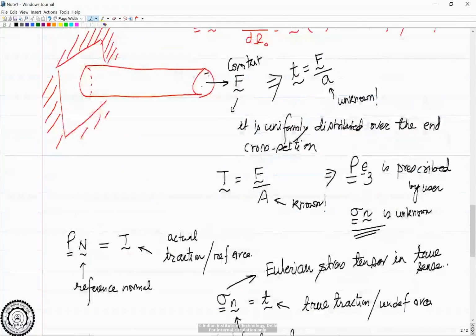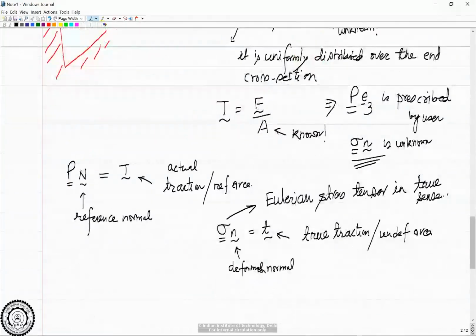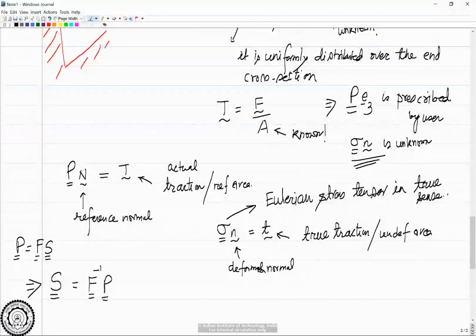Let us see, what about the second PK? So the second PK is big S, right? Which is also equal to... can you recall the relationship between P and big S? So P was equal to big F into big S. So this implies the second PK, big S, is big F inverse into big P. Isn't it?